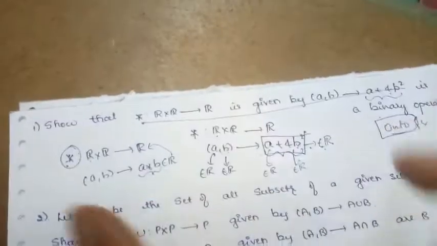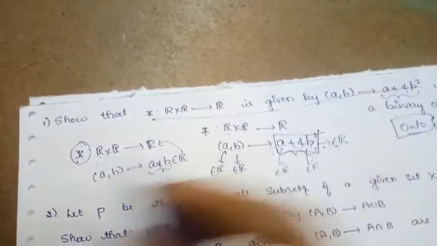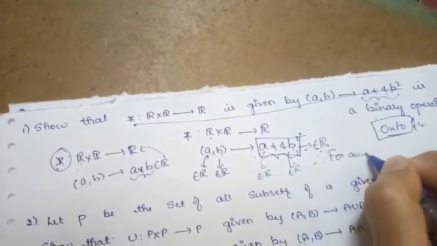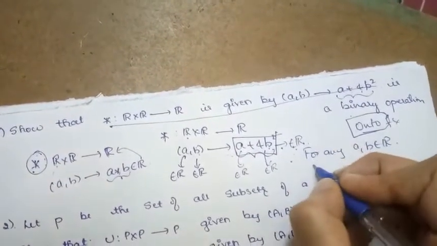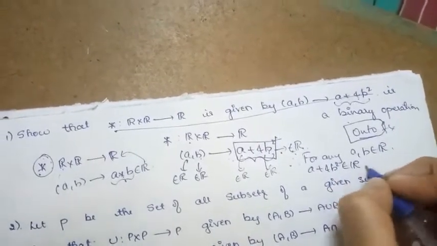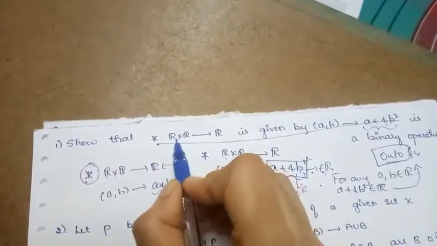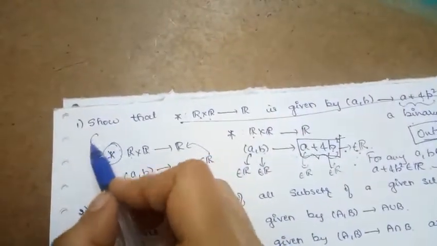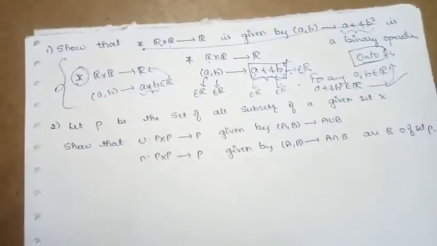If you understood, or if you imagined what I have said, then you can write the statement directly, that is, for any a, b belonging to the set of real numbers, a plus 4b square is also belonging to the set of real numbers. Therefore this given operator is a binary operation. So this is what we needed to show, and we have proved it. Now let us move to the next question.